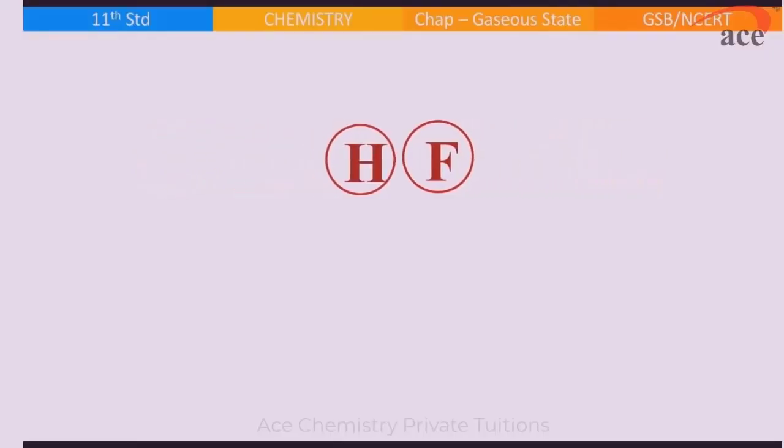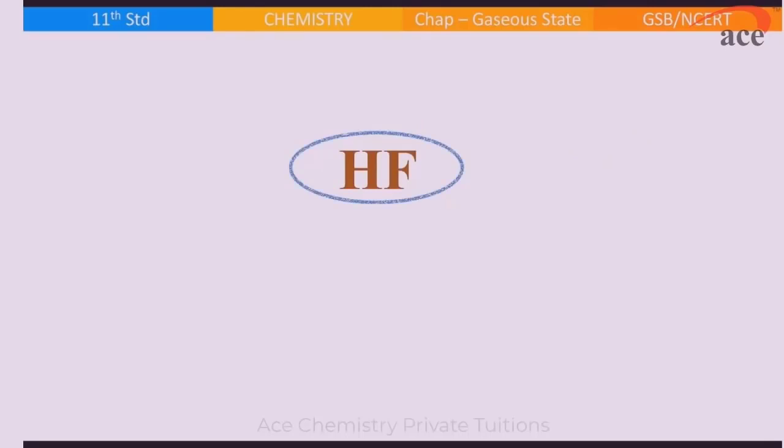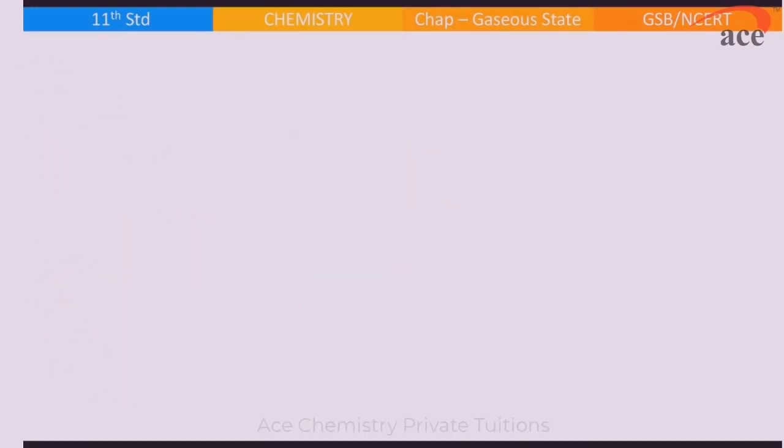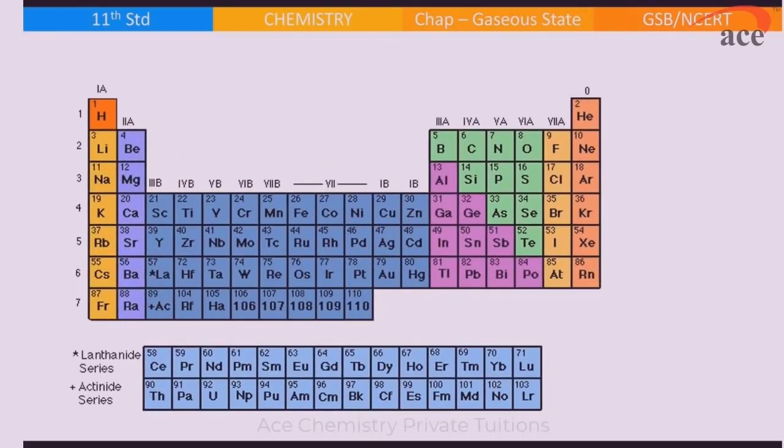Let's take an example of HF. We know HF is coming close to form a bond, correct? So two atoms have combined to form HF. In our periodic table, let's just quickly do this and then we'll go back to that.